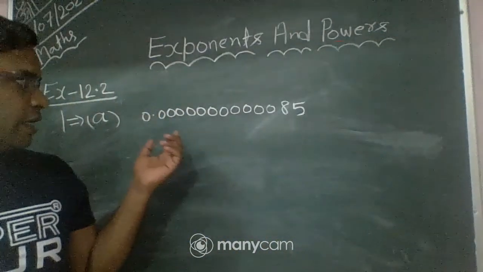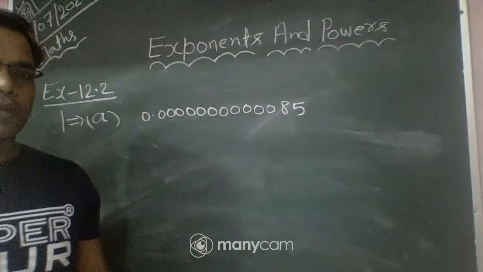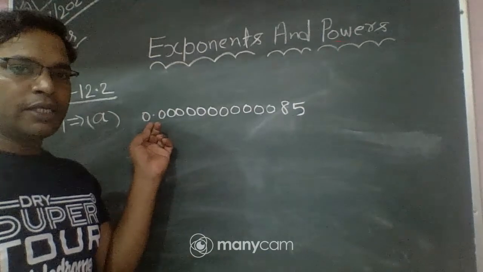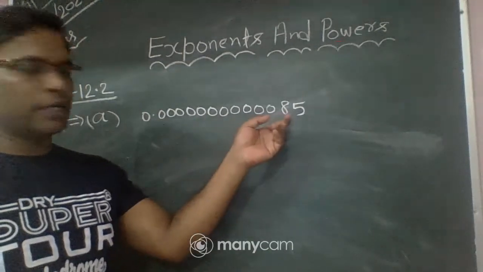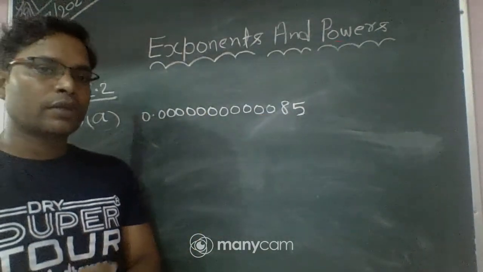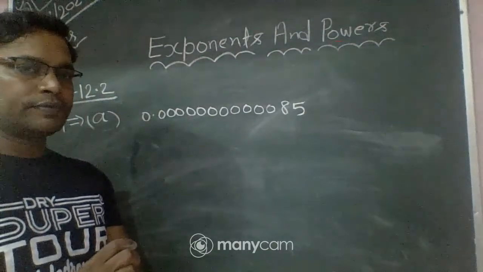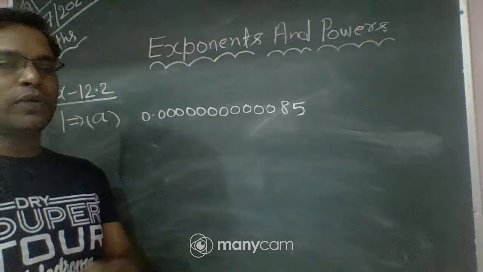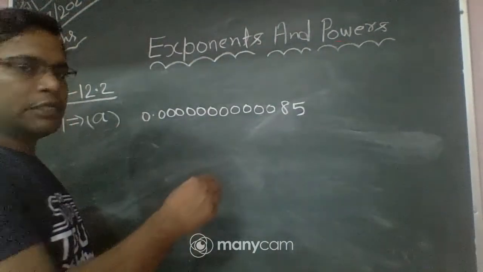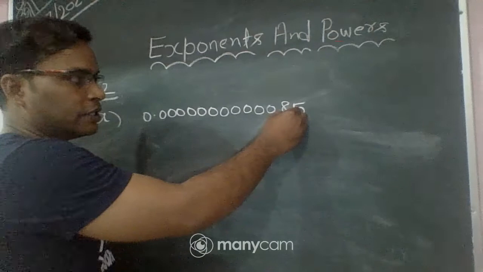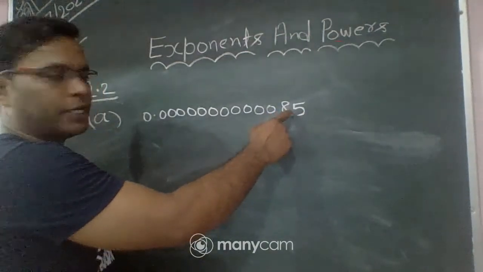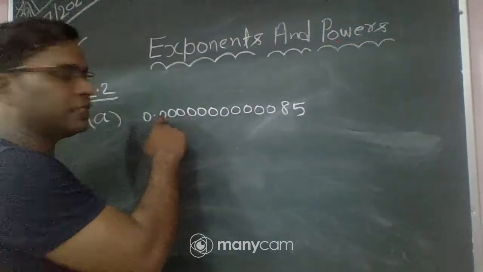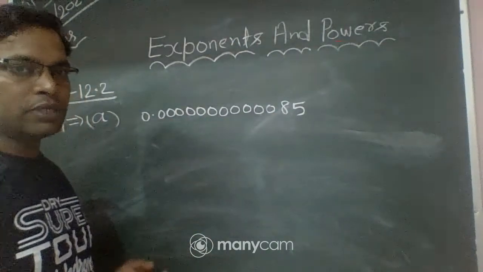This is part A of question number 1. Here the given number is 0.000085. The decimal moves to the right until one digit is left, which means the decimal reaches here, after the 8. So how many digits does the decimal move to the right?